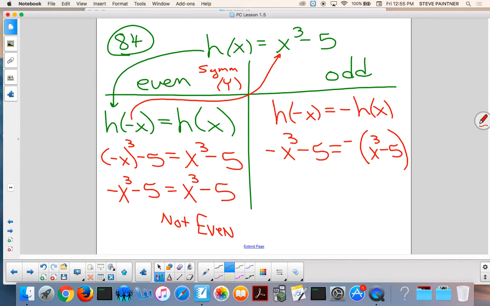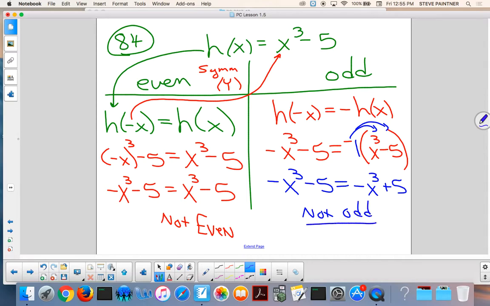Now, how do you simplify the right side? Distribute the negative 1 through. That's a negative 1, by the way. So go ahead and say negative 1 times this, times that, and say what? Negative x cubed plus 5. Equals negative x cubed minus 5. Is it odd or not odd? No, it's not odd. So it's not odd, it's not even, it's what? It's neither.